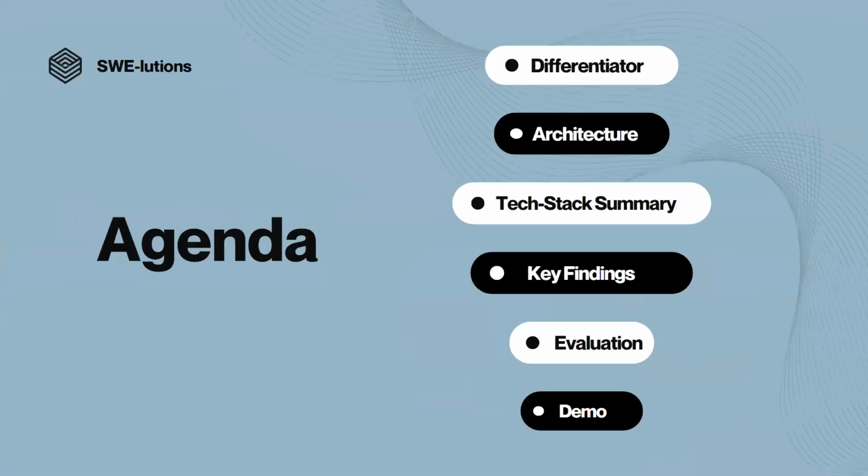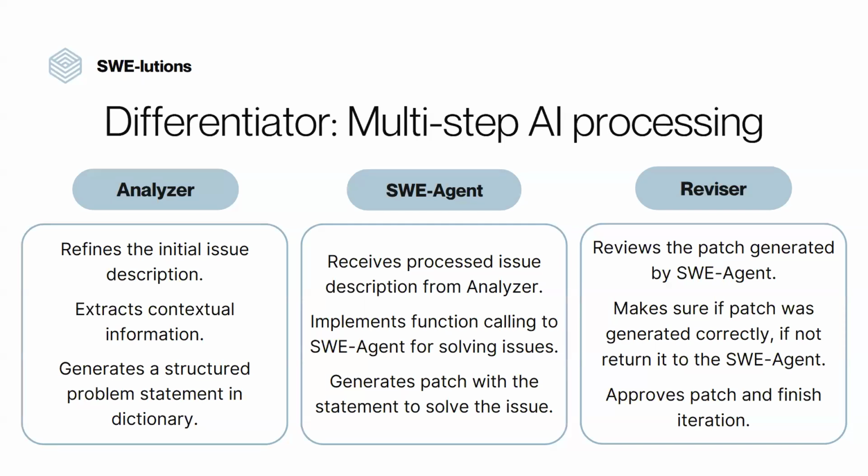Here's our agenda, and we're going to start with the differentiator of our project. What makes our project different from others is that we decided to implement a multi-step AI processing. How this works is we implemented a multi-agent communication, and basically this begins with an analyzer agent.